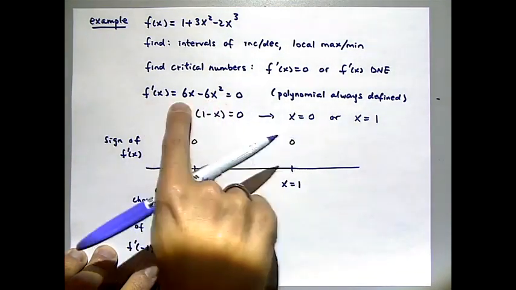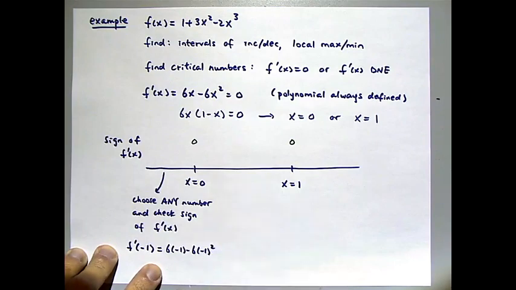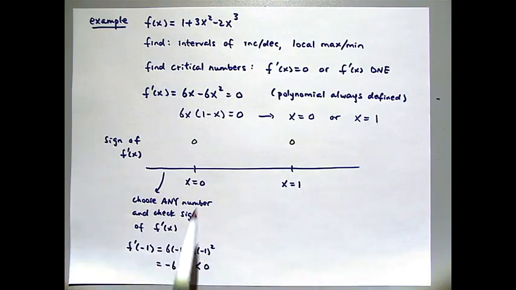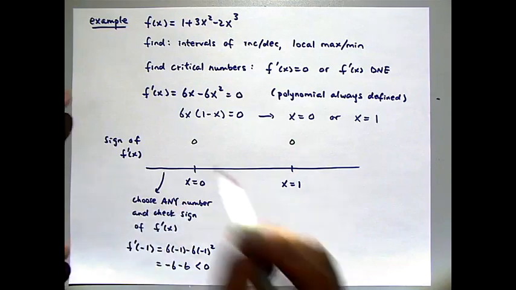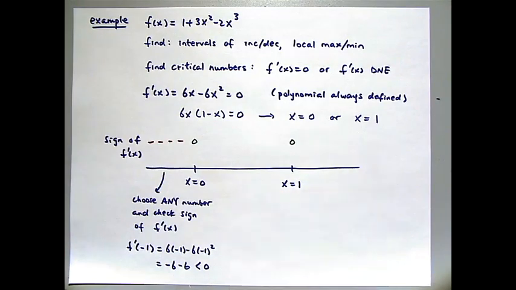Here's f prime of x. I want to put in minus 1 for x. And so I get negative 6 minus 6. I don't care about the number. All I care about is the fact that it's negative. This means that any number you choose here is going to give you a negative sign. So I'm going to fill up the interval above with a bunch of negative signs.